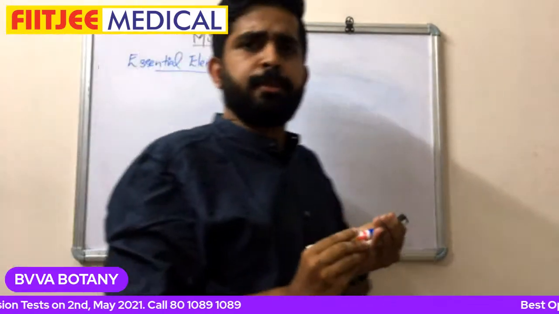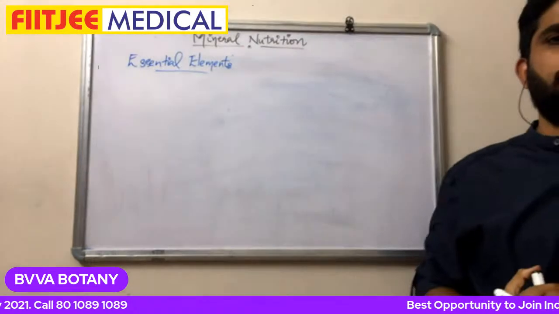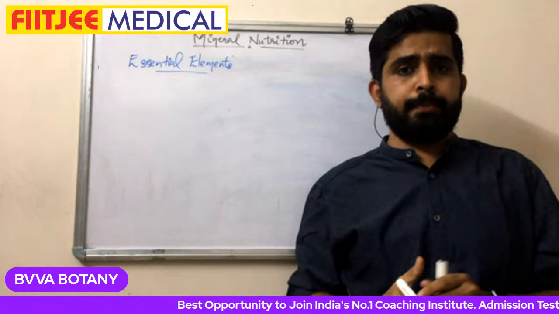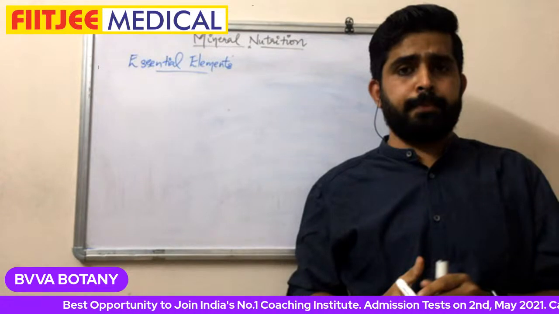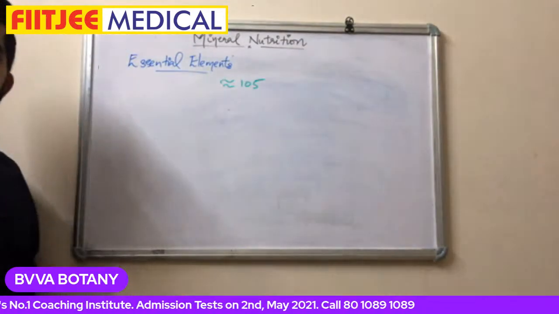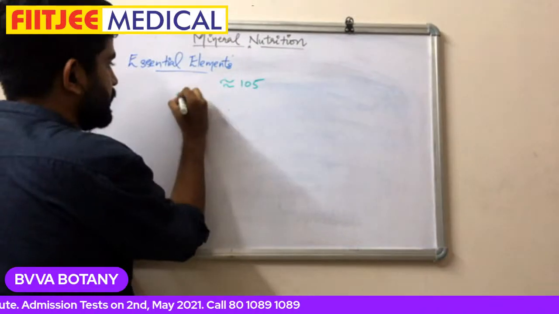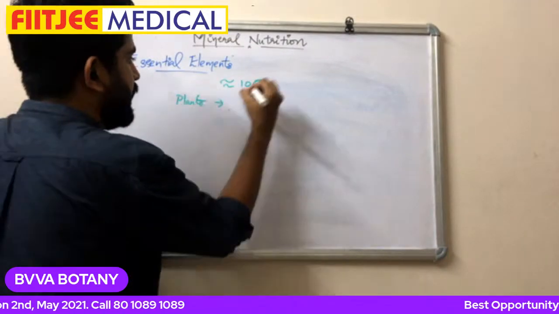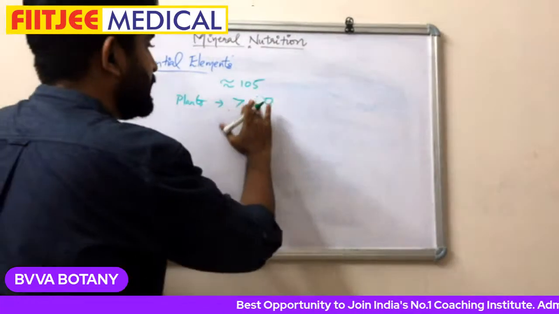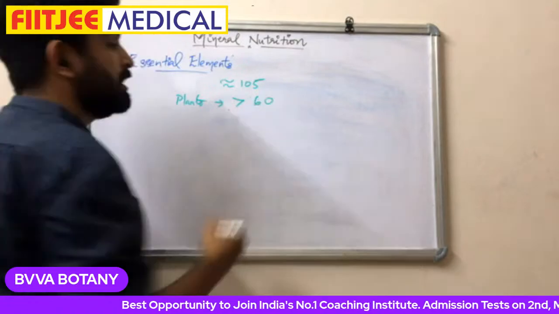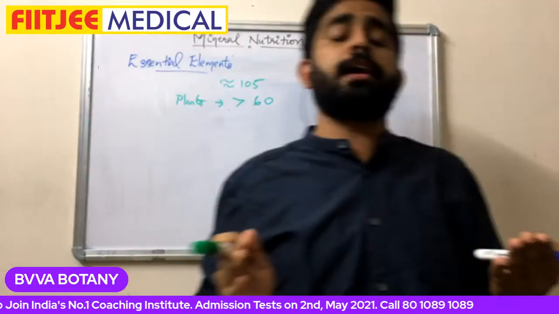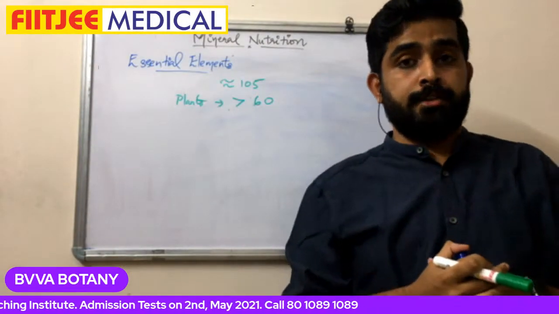Essential elements are the elements that are required, essential for normal growth and development. Now, there are almost 105 elements discovered so far. In that, more than 60 elements are found inside the plant. But we have not seen that all 60 elements are essential for the plants, right?